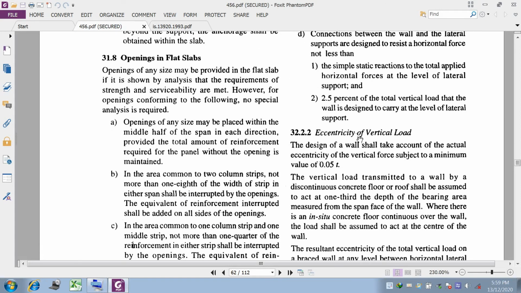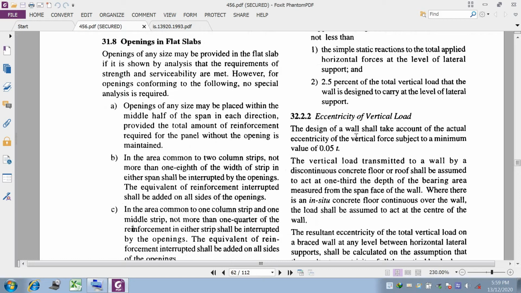Then the eccentricity of the vertical loads. The design of the wall shall take into account the actual eccentricity of the vertical force, subject to a minimum value of 0.05t. So as per IS 456, we can allow an eccentricity of the vertical load up to 0.05 times t, where t is the thickness of the wall.